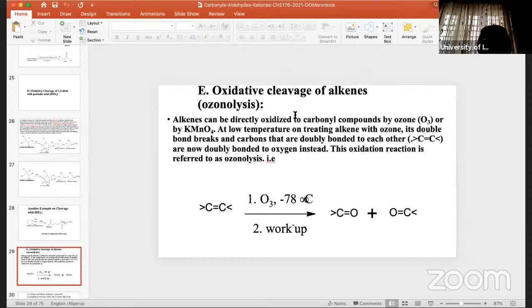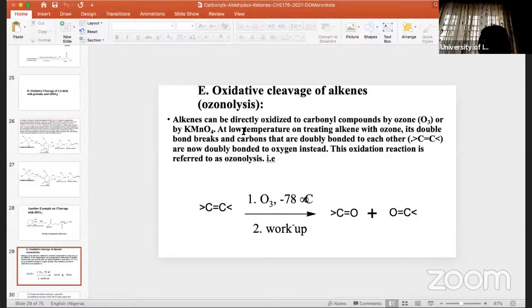The E is preparing our carbonyls through oxidative cleavage of our alkene. Generally, alkenes can be oxidized to carbonyl compounds by reacting with ozone, O3, or potassium permanganate, another oxidizing agent.